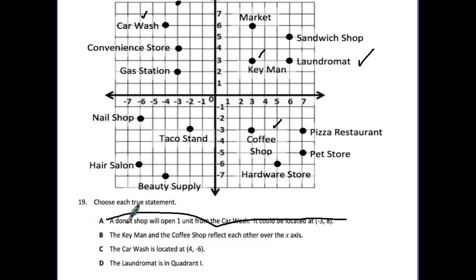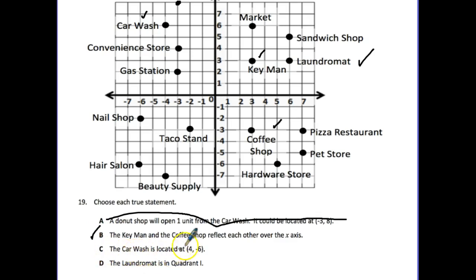The key man and the coffee shop reflect each other over the x-axis. Well, the key man is X is 3, Y is 3. And the coffee shop, X is 3, Y is -3. X did not change, but Y did. And this is 3 units from 0. This is 3 units from 0. That is a reflection. So B is correct.